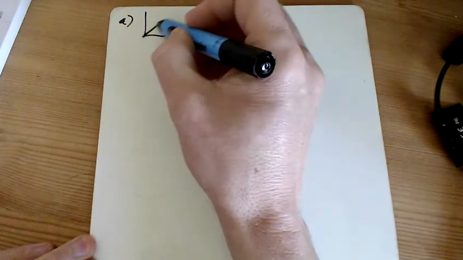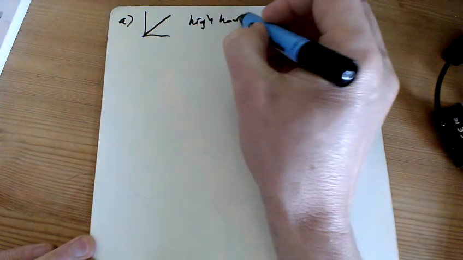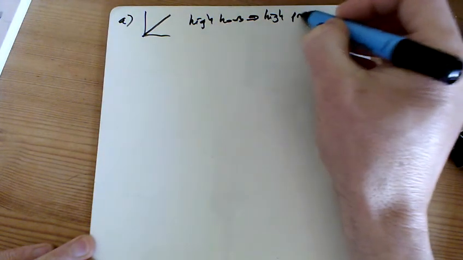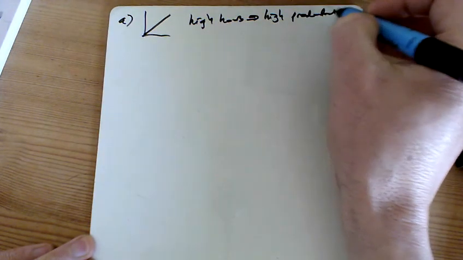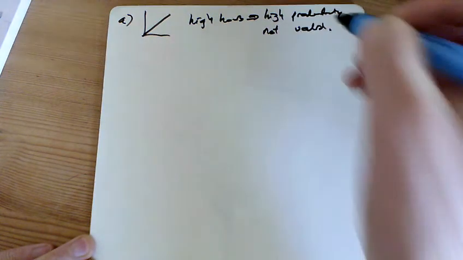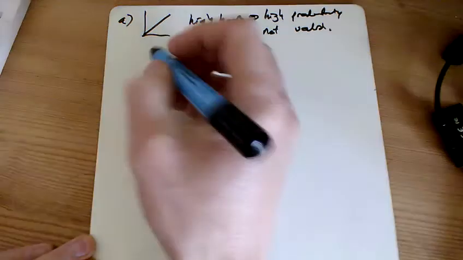In question 9, there's a lot of reading to get through. But for part A, you just need to explain that in that linear model, it says that high hours would imply high productivity. But the words said not valid. The words said that wasn't true. If you did too many hours, it would go down again. So we're looking at model B.